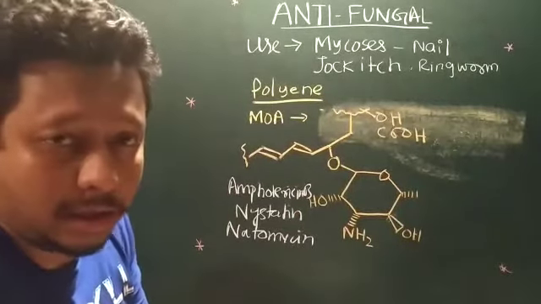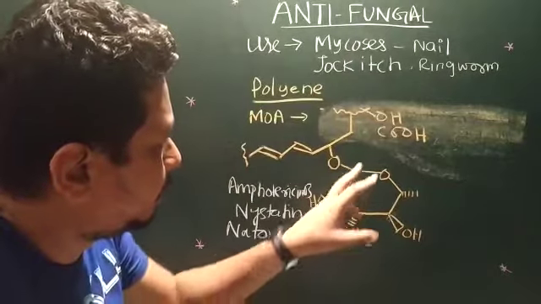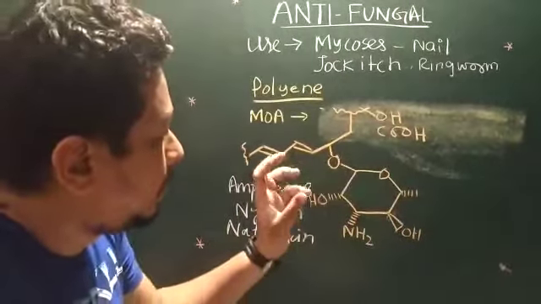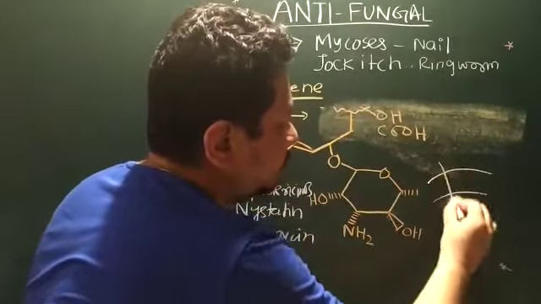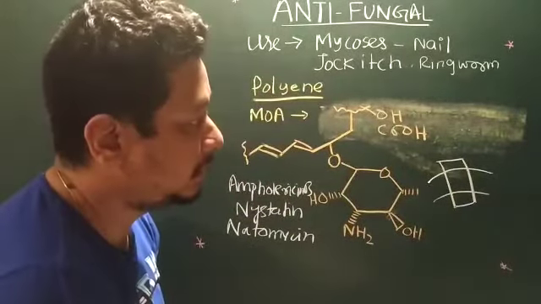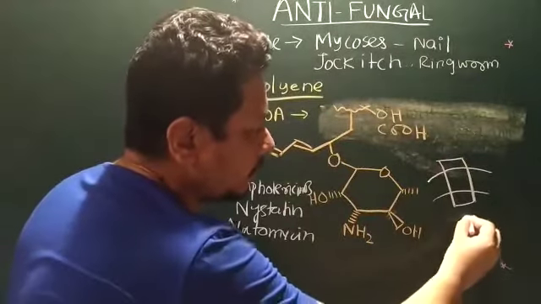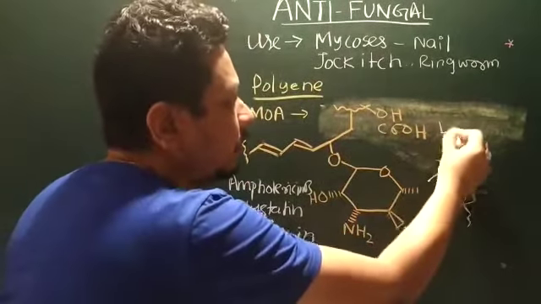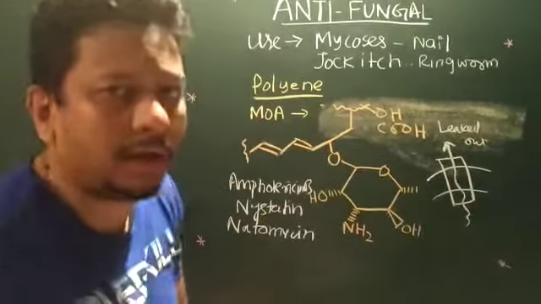Now if you see, they have typical non-polar and polar functional groups, which makes them create an ionophore between the fungal cell membrane, and this ionophore is like a bullet-like structure. The cell contents can leak out very easily, and as a result the fungal cell dies.